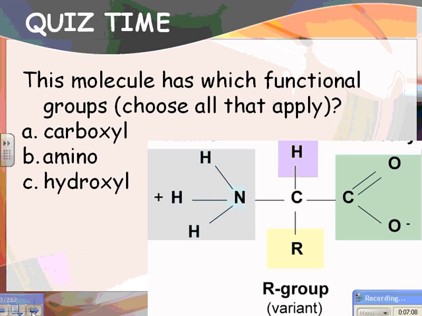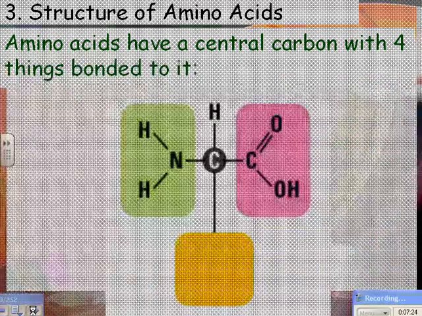This molecule has which functional groups? Choose all that apply. This has a carboxyl group, COOH. There could be an H there, it could be O minus. And it has an amino group, that's this one. It does not have a hydroxyl group, which would be OH alone.